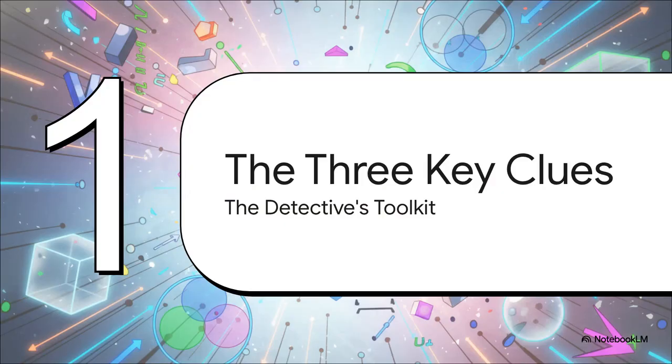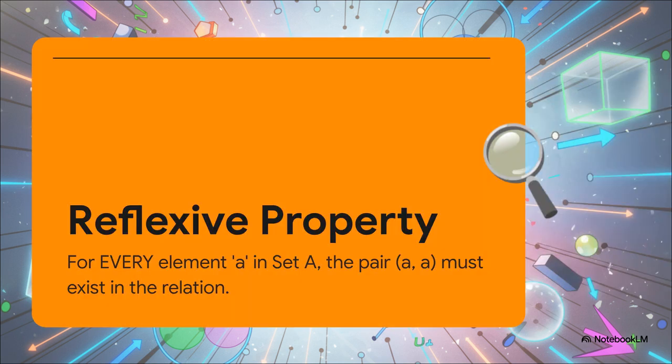Okay, now we're getting to the heart of it. To really investigate a relation and figure out what it's all about, we need to check for 3 specific properties. These are our key clues. This is the detective's toolkit, and they're called reflexive, symmetric, and transitive. Our first clue is the reflexive property. The motto here is simple. Everyone relates to themselves. Now, the key word here is every.